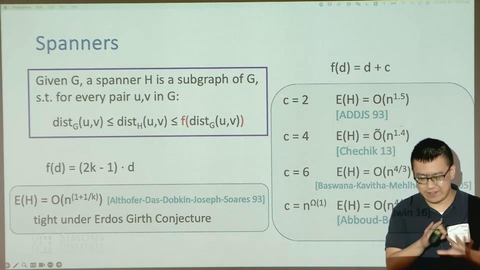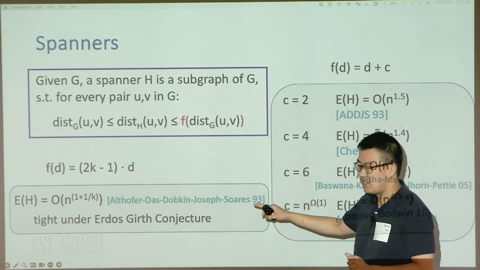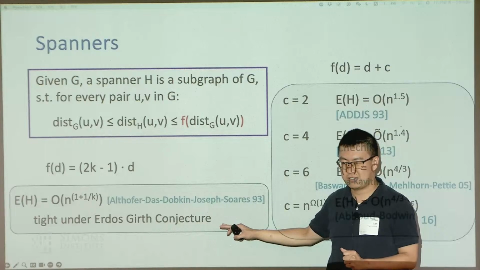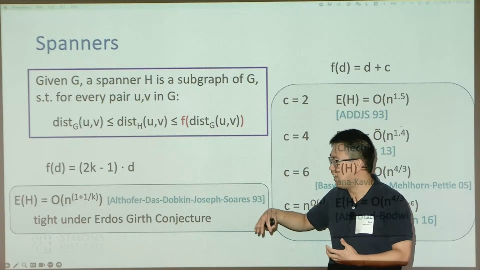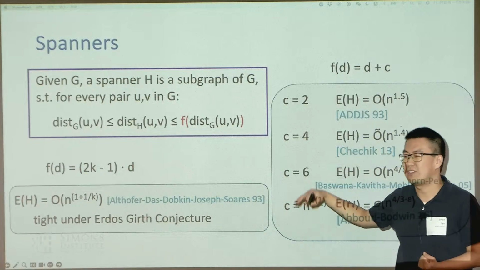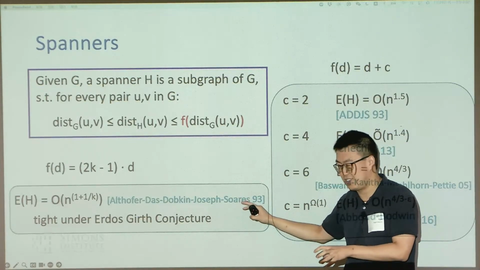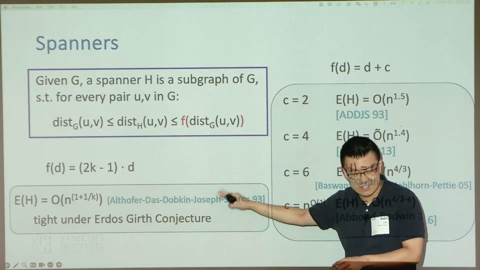We can just fix all the vertices and take a subgraph. We want the subgraph to be small, so we count the number of edges. And this is tight under Erdős's girth conjecture. Tight even in the sense that any data structure cannot get smaller than that space, not only for spanners. So this is basically a small illustration that spanners are optimal data structures in this case.